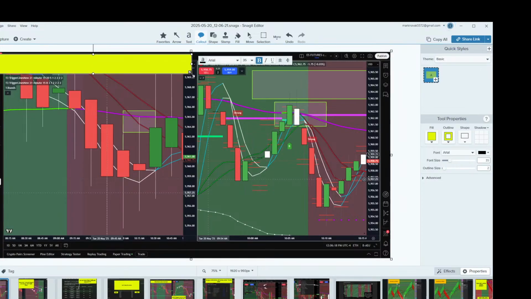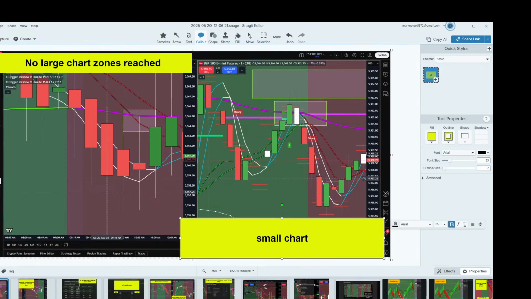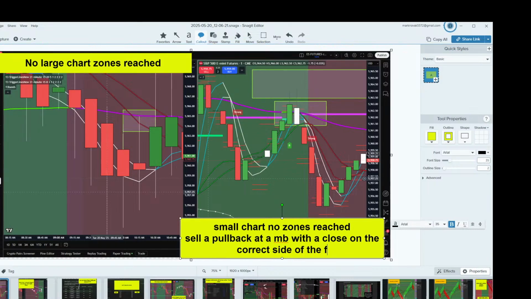So the first rule, no large chart zones reached. And then you're pretty much done with the large chart. And over here, small chart, no zones reached. And you're going to sell a pullback at a mid-band with a close on the correct side of the fast triggers.